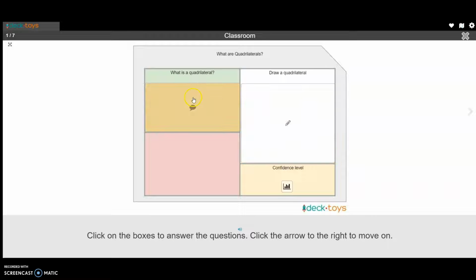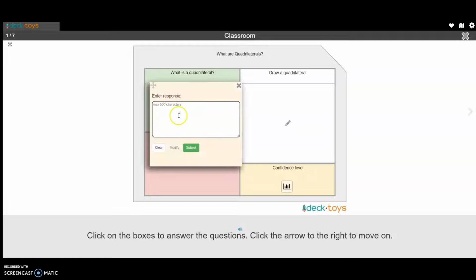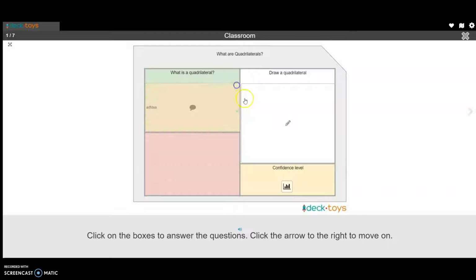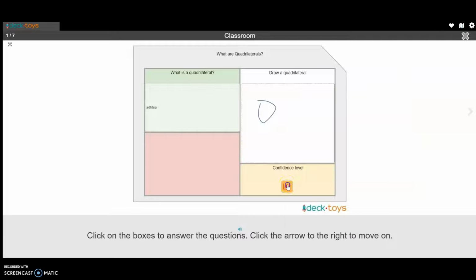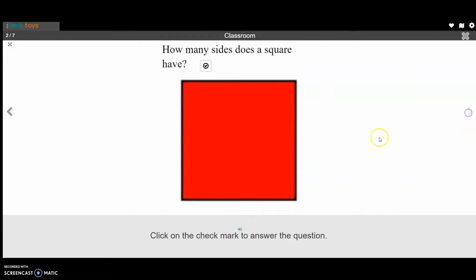So then I can go to the classroom or the house. I can just go to the classroom to start. What is a quadrilateral? So I would type my response here. I'm not going to do it correctly, but it's okay. I would draw a quadrilateral here, and then I would do my confidence here. So the students would really try on that.